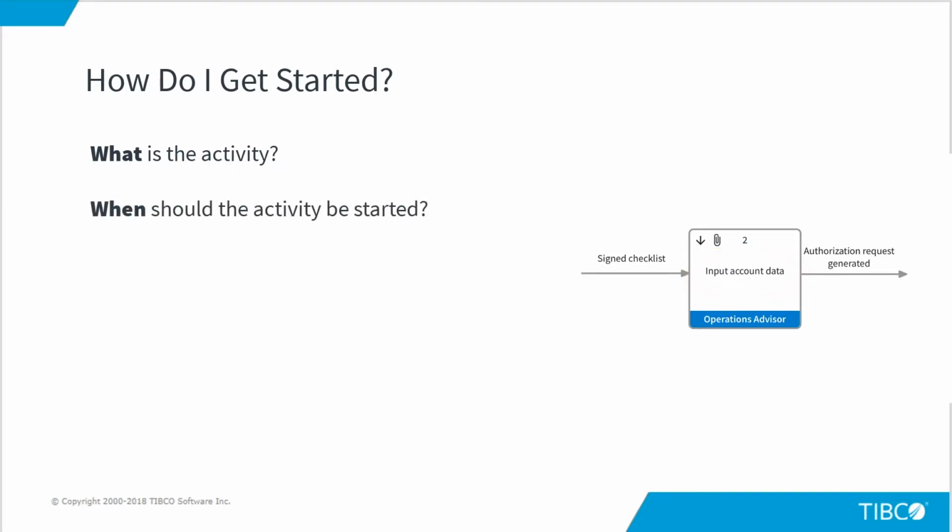When should the activity be started? When is depicted by an input flow line and is the trigger event for the activity. Here, the trigger event is a signed checklist.